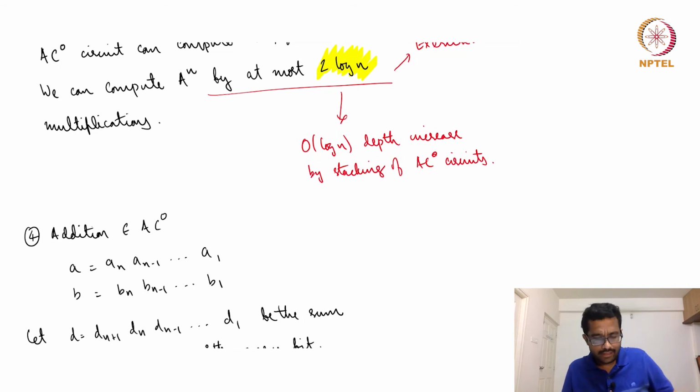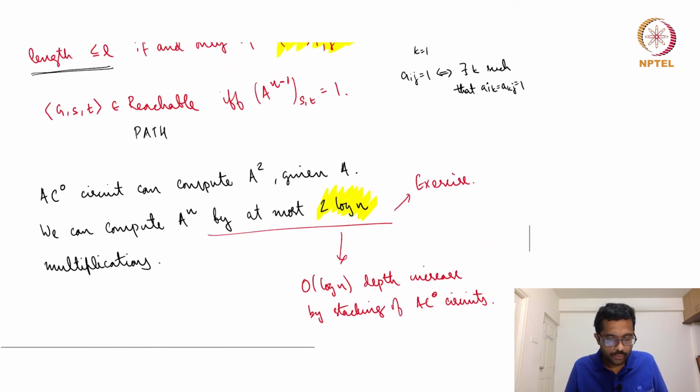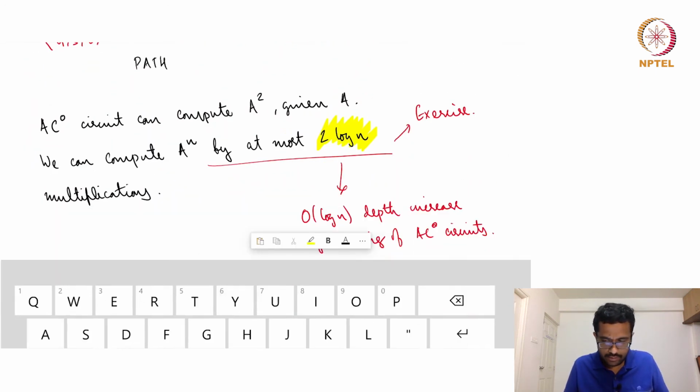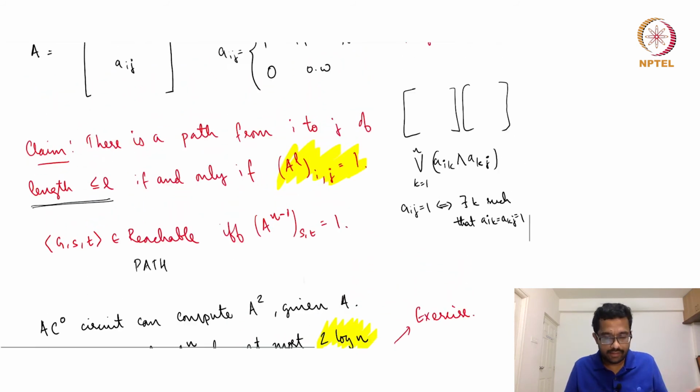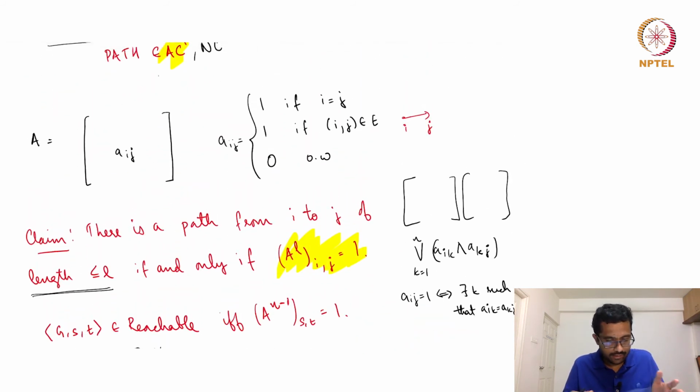In fact, I am not saying it explicitly, but it is also true that all these examples that we are doing are actually uniform NC or AC, because there is a very clear structure of these circuits, and this can be generated using a log space algorithm.